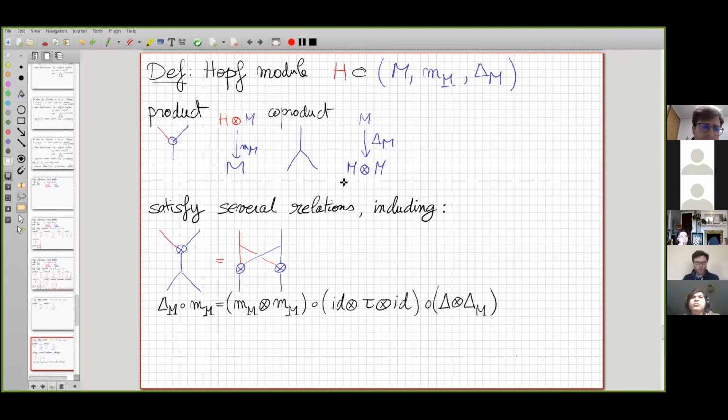So if you do the product and then the co-product, it's the same as doing co-product twice and then product. And here, notice that you need the co-product of the group. So this one is delta. That's in the Hopf algebra.